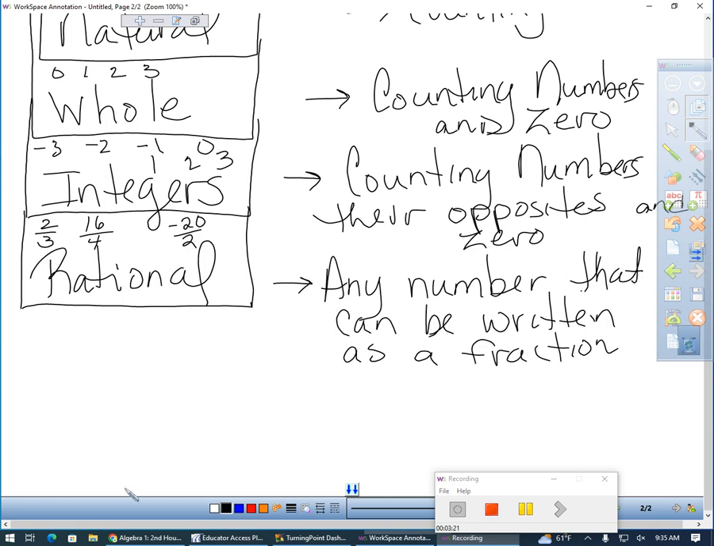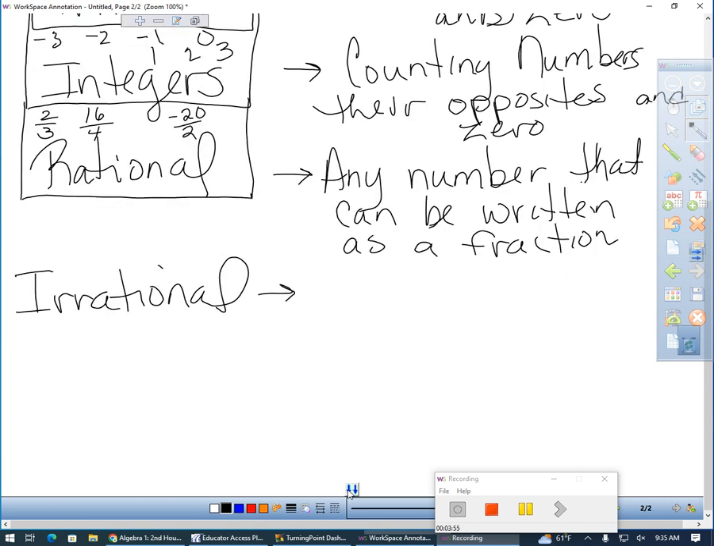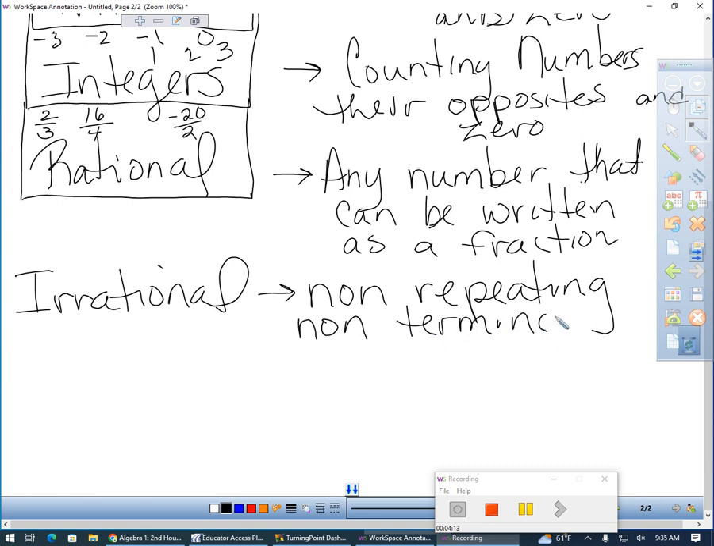Now we have one category remaining that doesn't fall in any of those. So it's not inside our boxes at all. Irrational, very good. Irrational numbers. Now the definition I'm going to give you for irrational, this is how I want you to remember it. And then we're going to talk about what it means. Irrational numbers are non-repeating, non-terminating decimals.